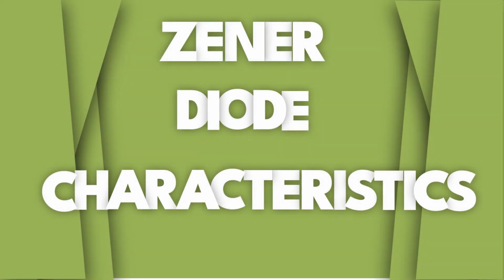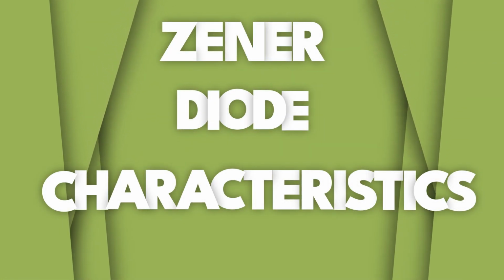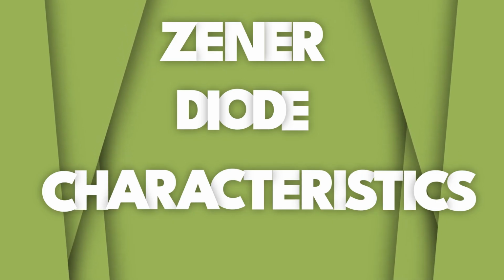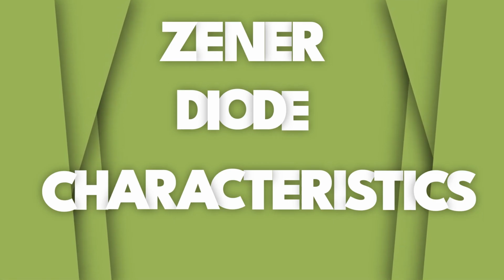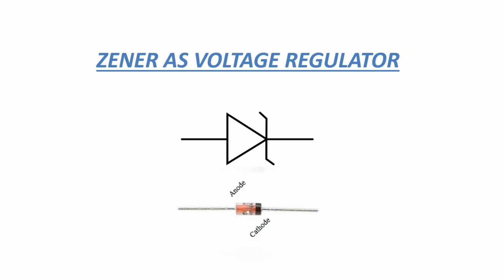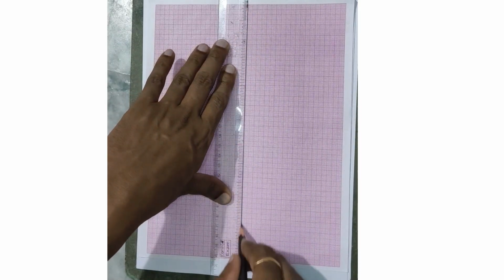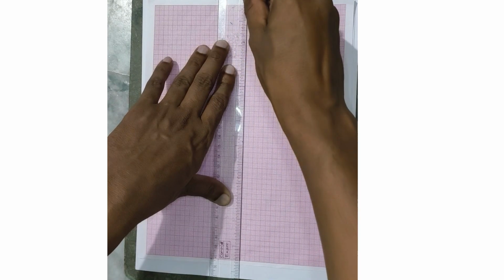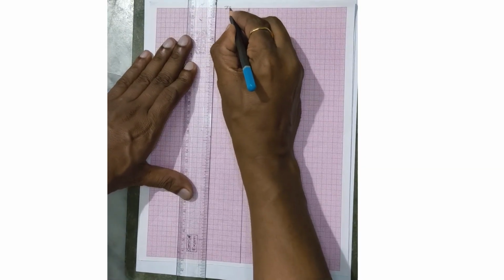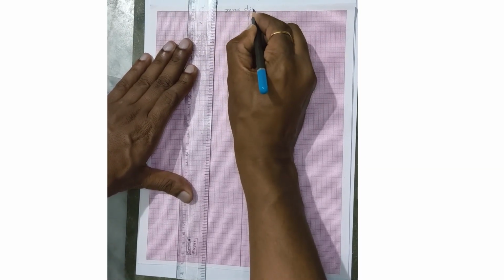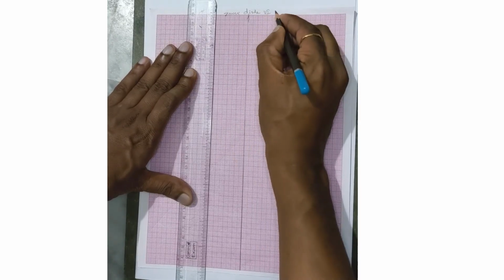Zener diode characteristics, or heavily doped diode characteristics, or voltage regulator characteristics. The other name for Zener diode is voltage regulator. The Zener diode is a heavily doped diode. Now to draw the characteristics of the Zener diode, this is the Zener diode VI characteristics.